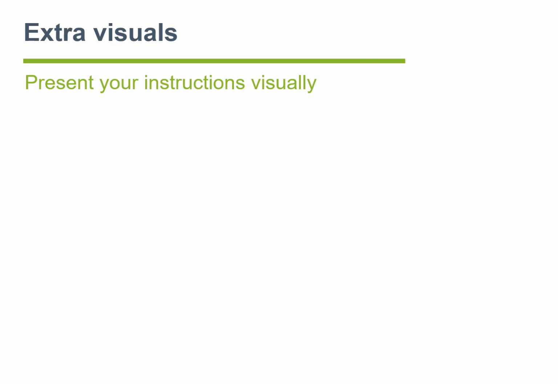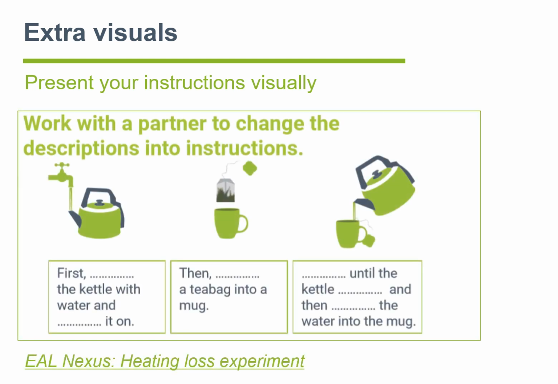Visuals, illustrations, or photos can be very helpful in showing a sequence of instructions. In the example here, taken from our own heating loss experiment activity, we can see how pictures can help. It is very likely that even if we removed all the text from this activity, the learners would know what to do. Such sequences of instructions can also be numbered for greater clarity, of course.